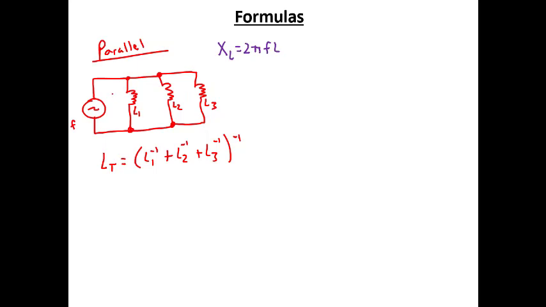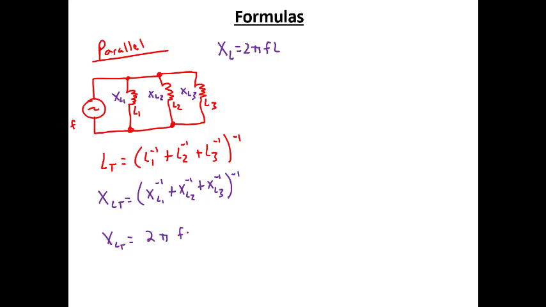So for this one, we would also have an X sub L1, X sub L2, and X sub L3. And X sub L total is going to be the same formula. So we'd have X sub L1 to the negative 1 plus X sub L2 to the negative 1 plus X sub L3 to the negative 1, all to the negative 1. We could also get X sub L total by doing 2 pi F L total. So if we know the total inductance this way, we can find the total inductive reactance by just using this formula.